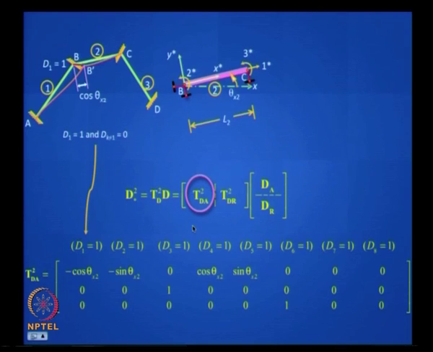For this element, if I had to generate the matrix, this is a 3 by 8 matrix. The first column is what I write down when I apply D1 equal to 1 to the structure. Do you agree? When I apply D1 equal to 1 to the structure, I get just a contraction in that element, and so corresponding to this first degree of freedom, I get minus cos theta of that element 2. I do not get a rotation at the left end, I do not get a rotation at the right end.